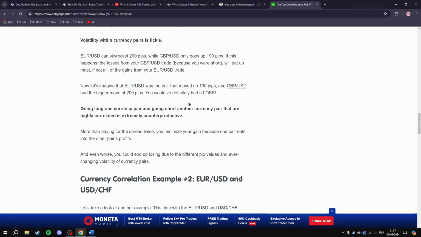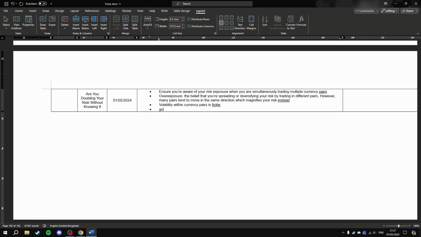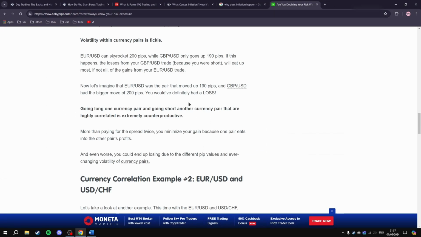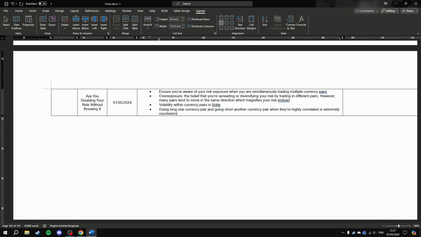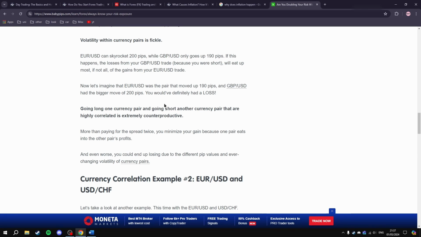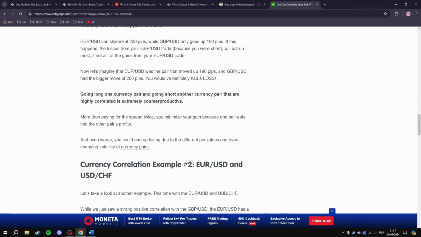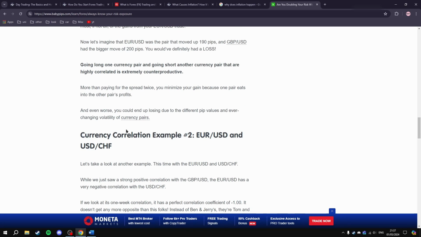Going long one currency pair and going short another currency pair when they're highly correlated is extremely counterproductive. More than paying for the spread twice, you minimize your gain because one pair eats into the other pair's profits.